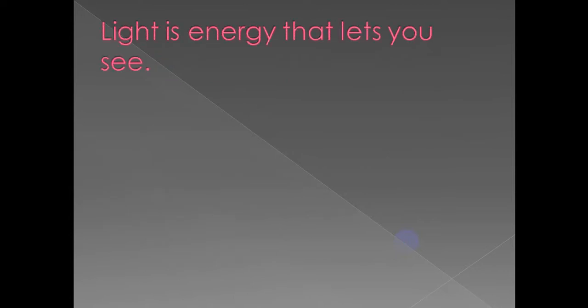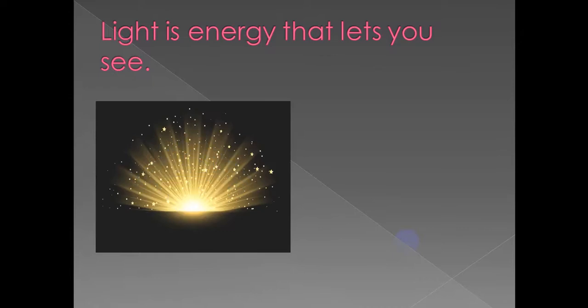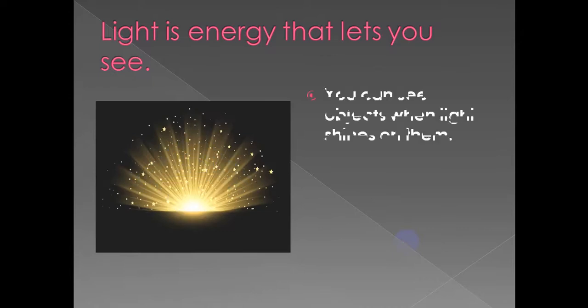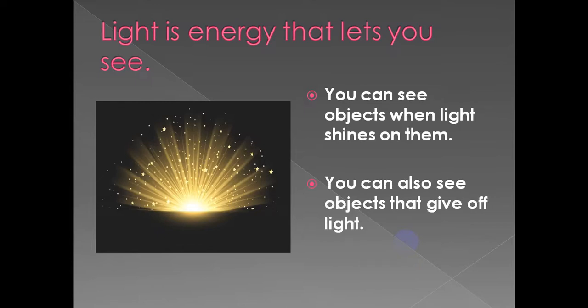Another form of energy is light. Light is energy that lets you see. Can we see without light? Of course not. You can see objects when light shines on them, or you can see objects that give off light. So we can see the objects which already have light. They give off their own light. Or if the object doesn't give off light, we can see it when the light shines on it.